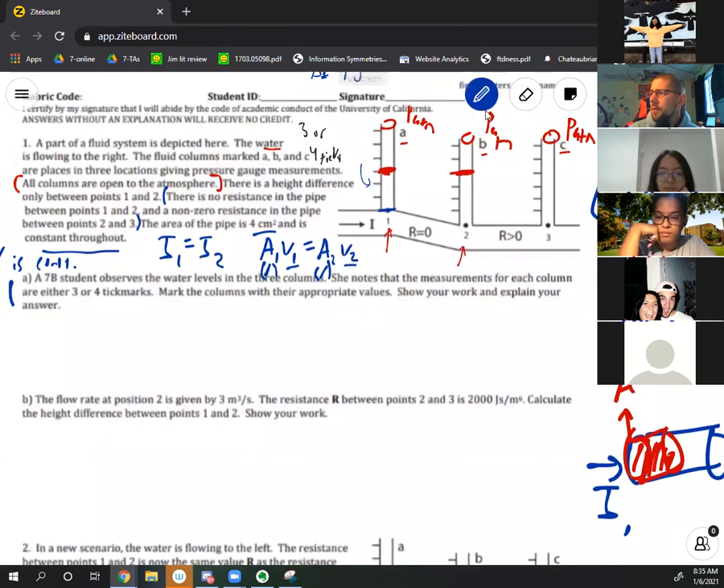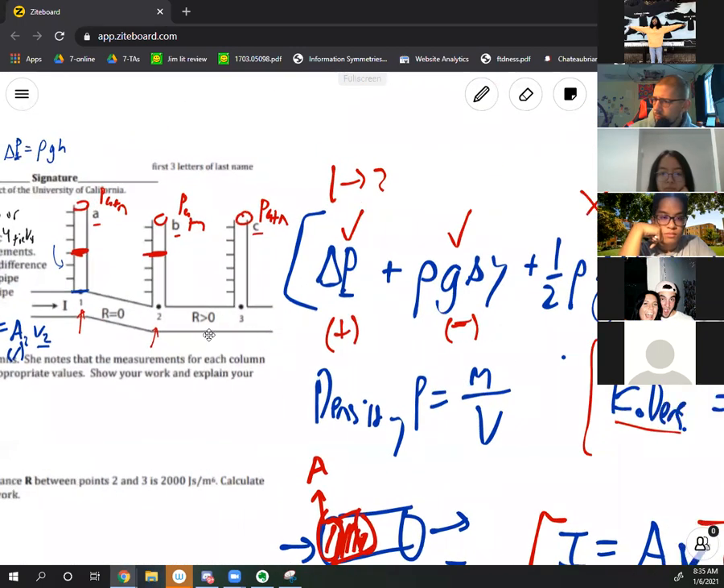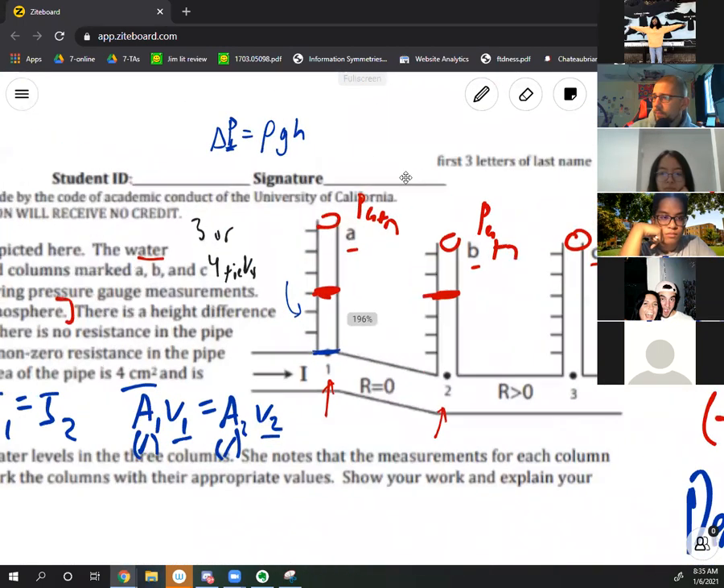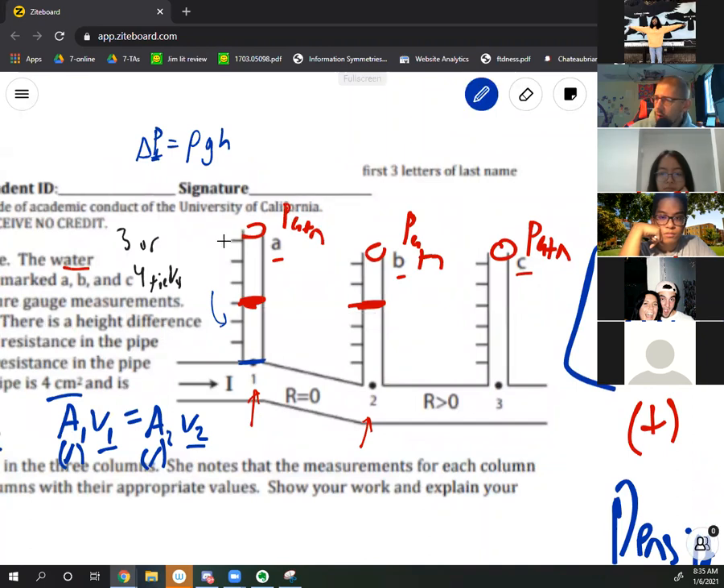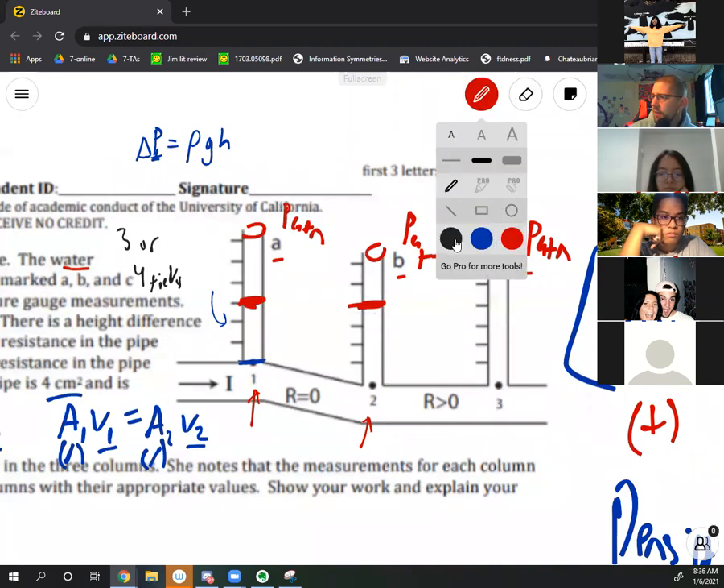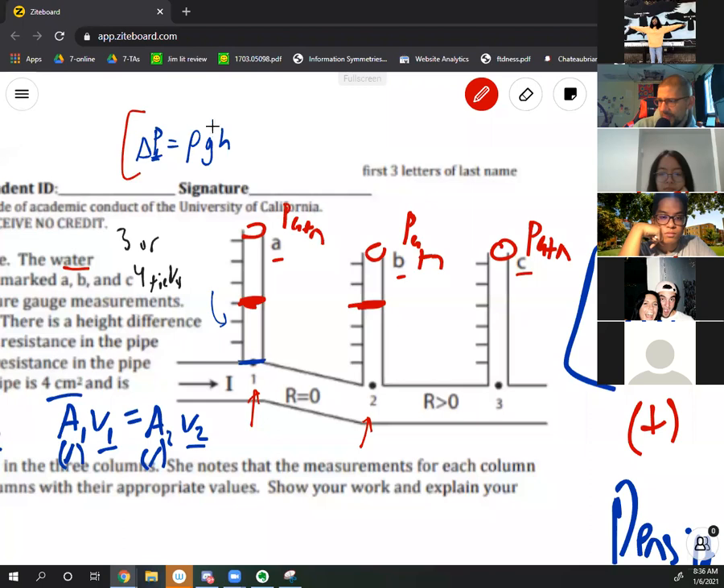I have one question. Yeah, go for it. Where did the delta P equals rho times gravity times height equation come from? Up here? Good. Yeah, up at the top. So this is a bit of a doozy.